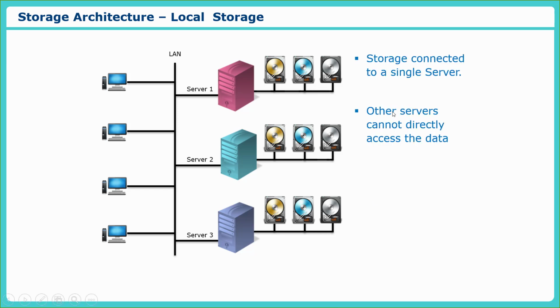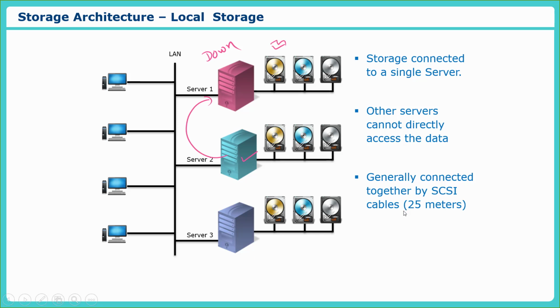Other servers cannot directly access the data. So let's say this server here needs to access this data. The request has to go through this server. If this server is down for whatever reason, then you cannot access this data, right? And generally you would be connecting this local disk by SCSI cable. SCSI stands for Small Computer System Interface. It is just an interface or connectivity option by which you connect your cables and devices.